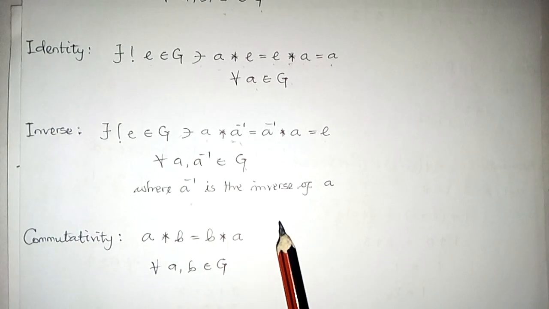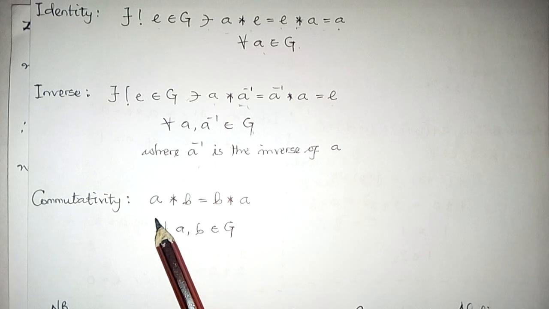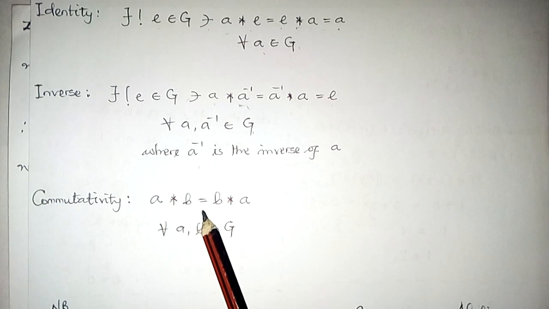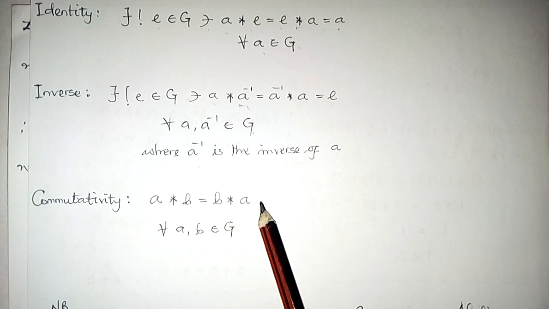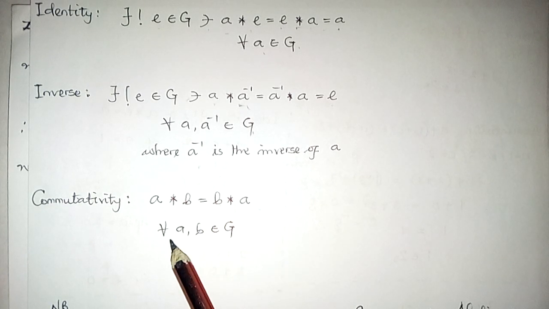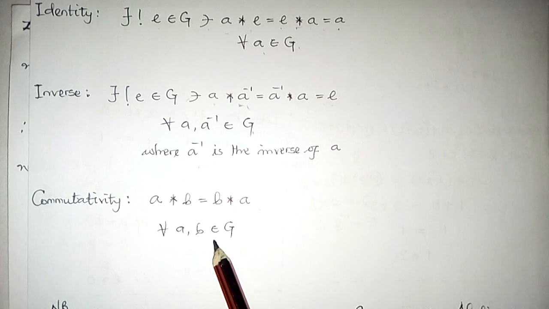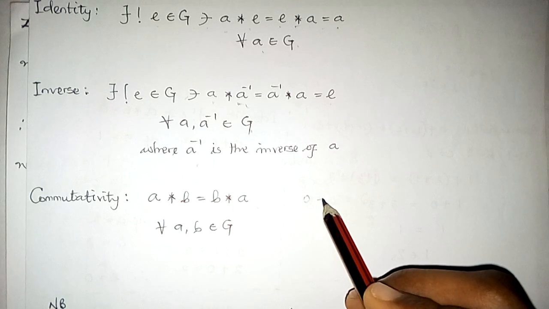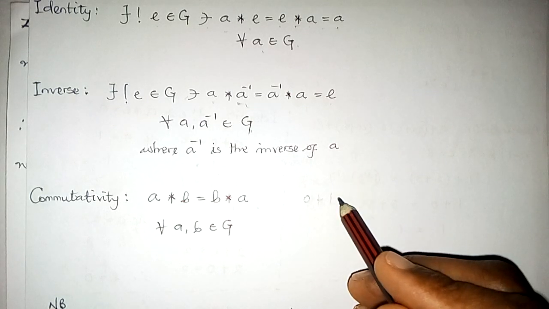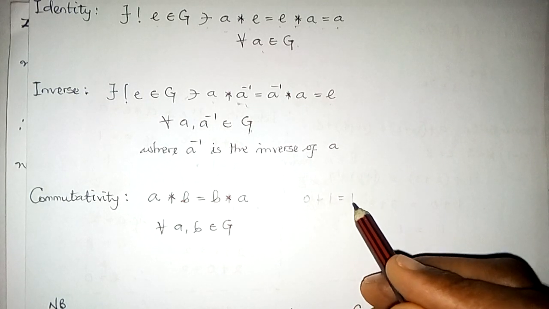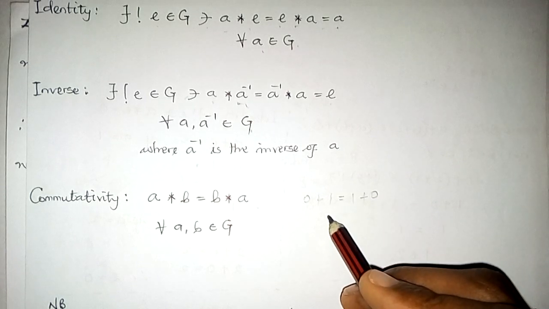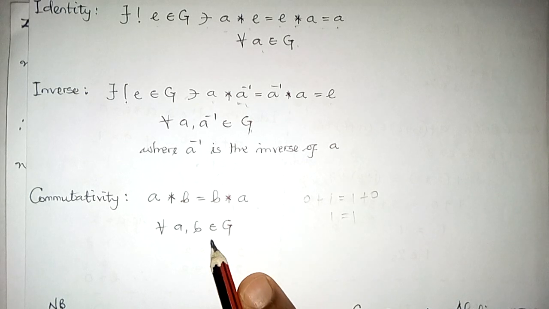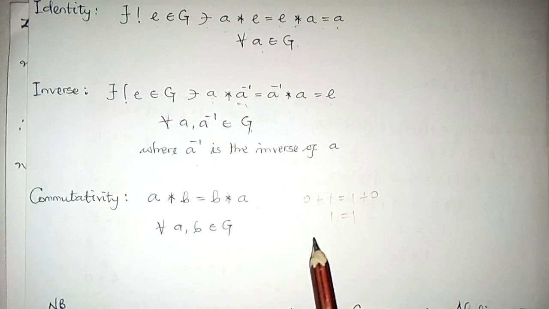And then the last property is the commutative property, where A asterisk B will be equal to B asterisk A, and A and B are in G. Just for example, if we have 0 plus 1 equals 1 plus 0, our answer is going to be 1 equals 1. That is what this is trying to tell us, and we have A and B in G.